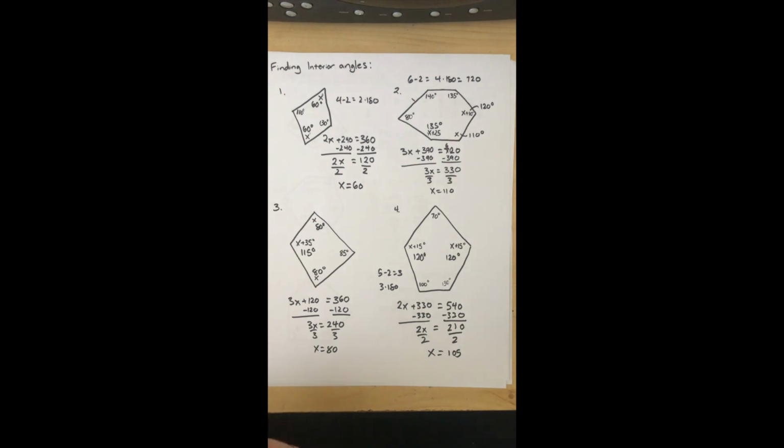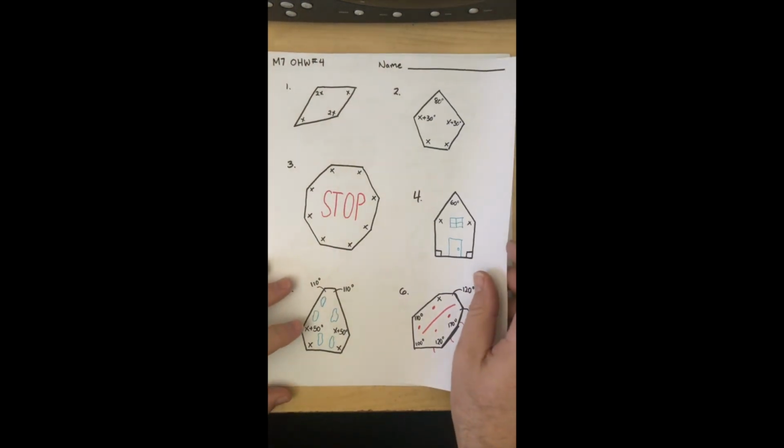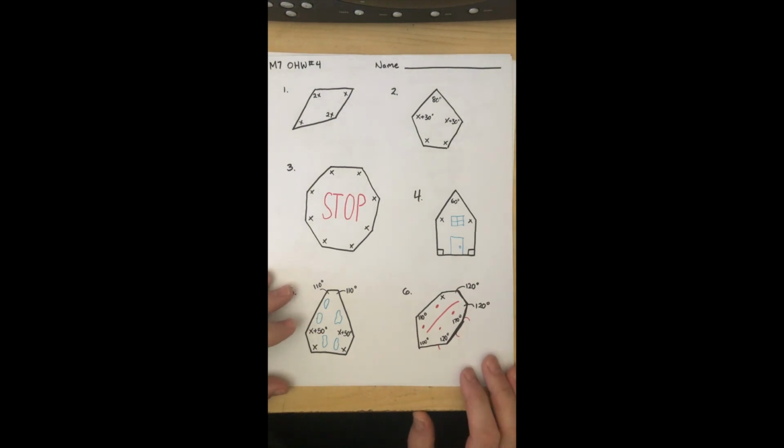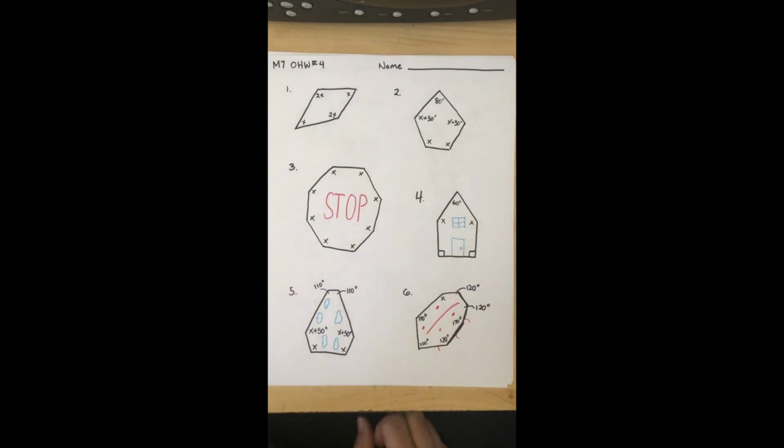And there you go. That was the Finding Interior Angles practice. You're going to have a homework sheet. Where did I leave that? There it is. Here's your homework sheet. And it's, of course, attached to the document.